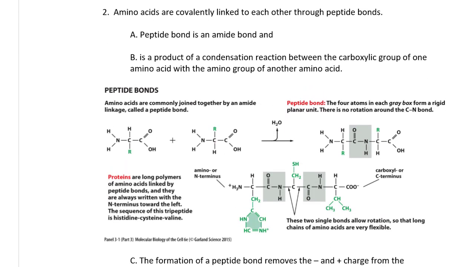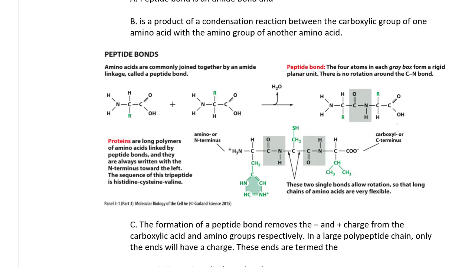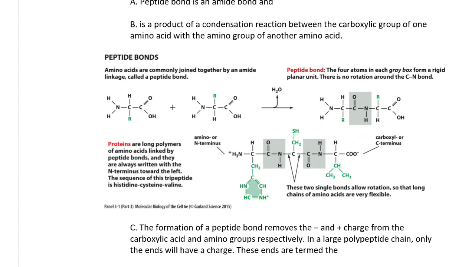Amino acids are covalently linked to each other through peptide bonds. A peptide bond is an amide bond and is a product of a condensation reaction between the carboxylic acid group of one amino acid with the amino group of another amino acid. So here we have two amino acids, one here, one here. You have a water. Essentially the water is a product of this reaction, and you have a formation of a peptide bond between the two amino acids.